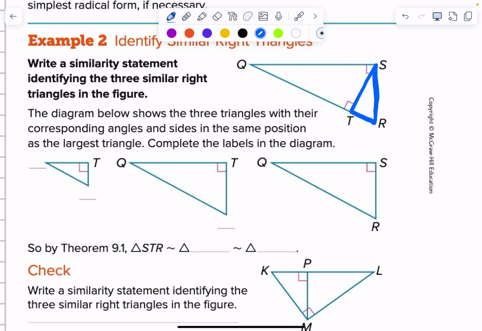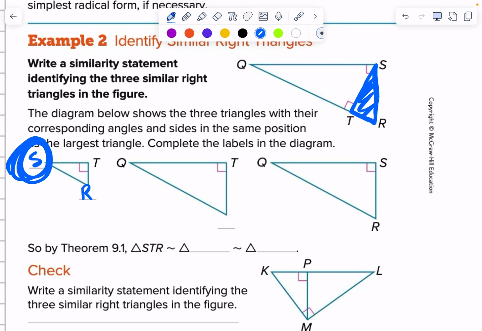Okay, small triangle. If I position him this direction, which vertex is over here in this corner? Q? No. There is no Q on the small one. The small one's this guy. S is right here, and the bottom one is R.